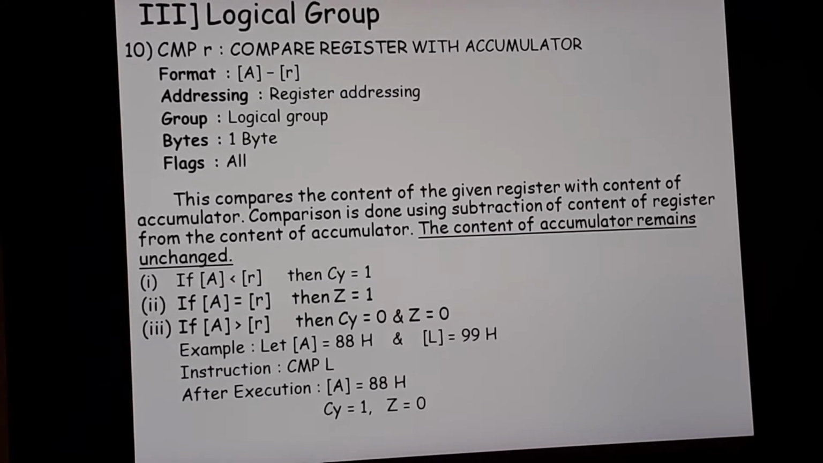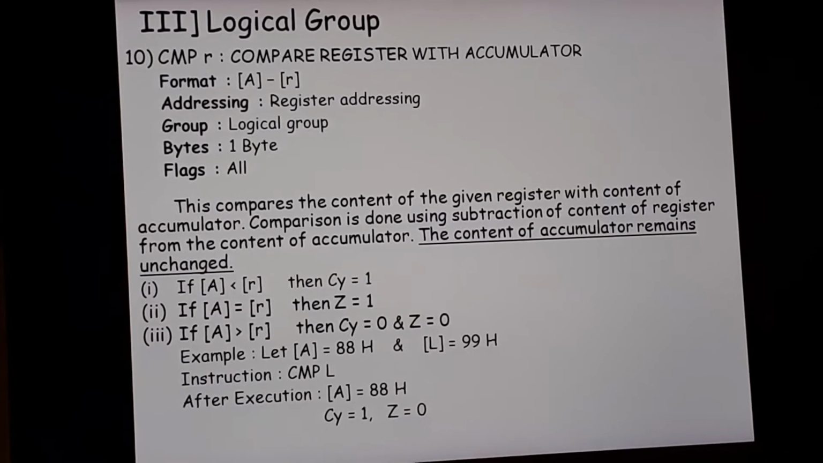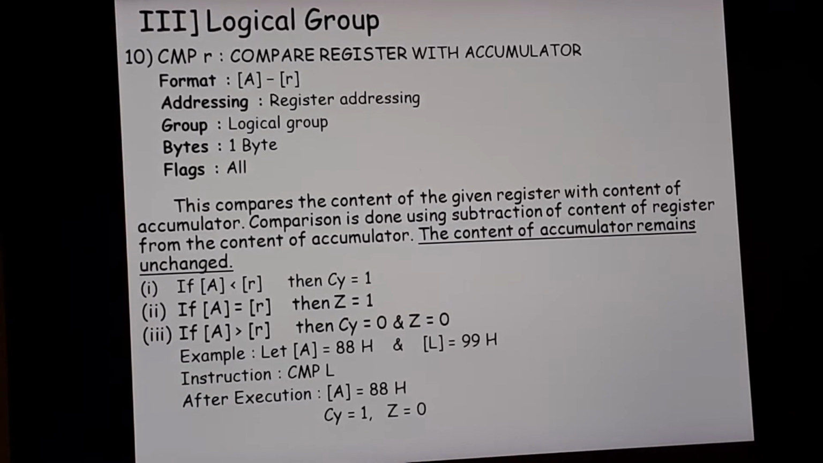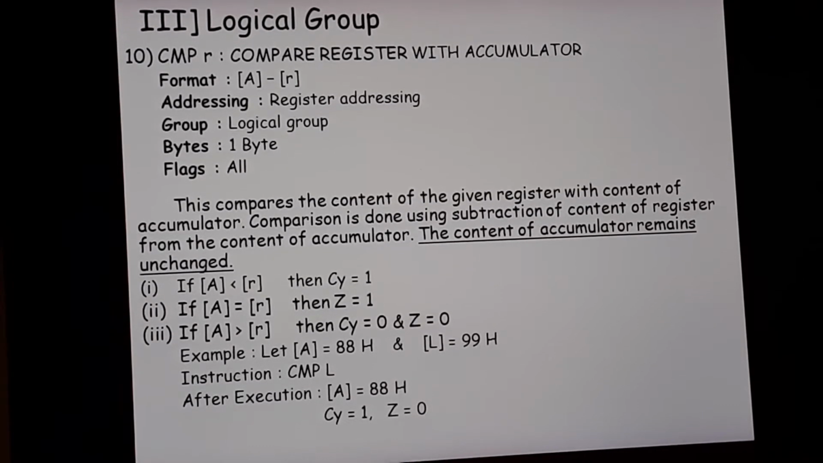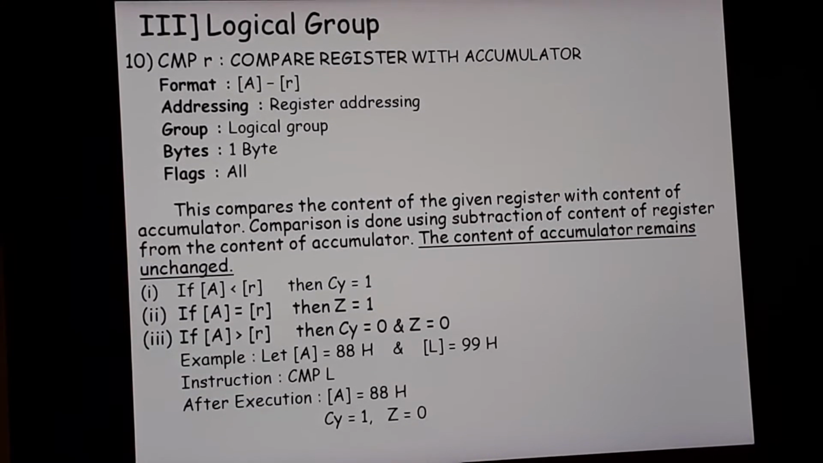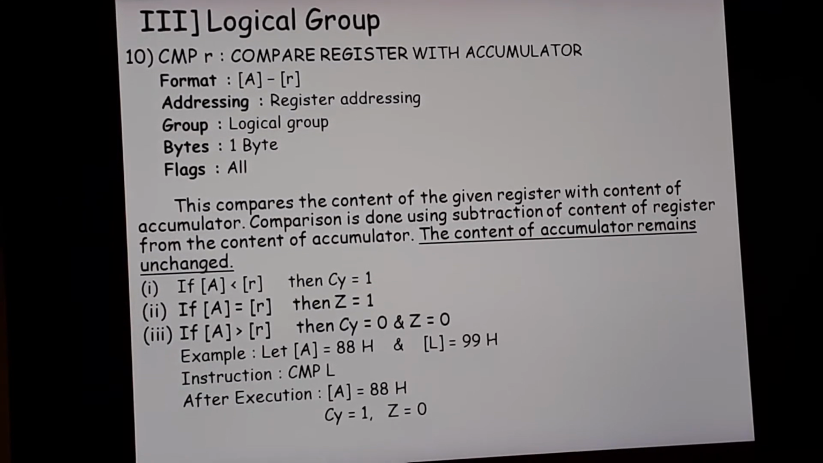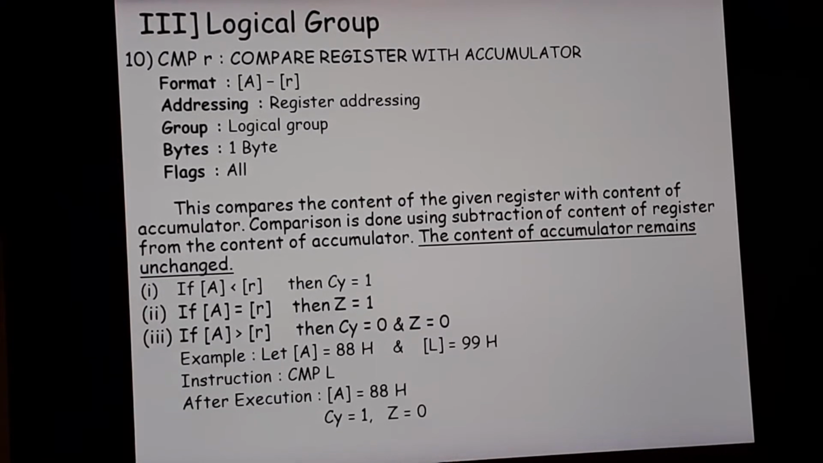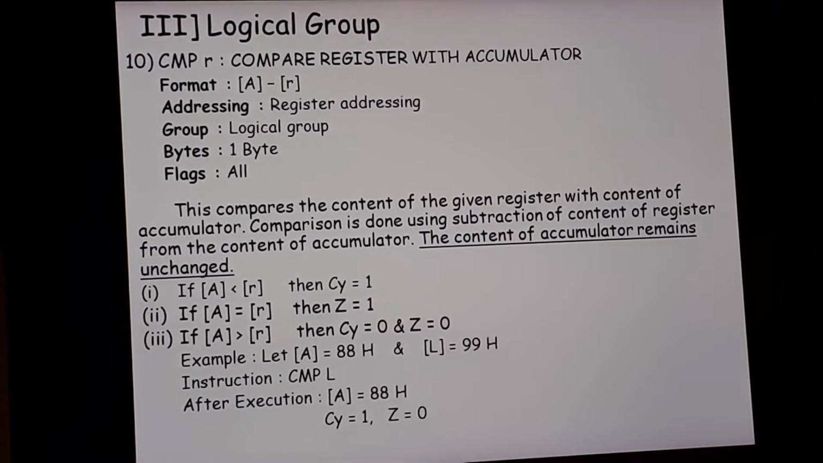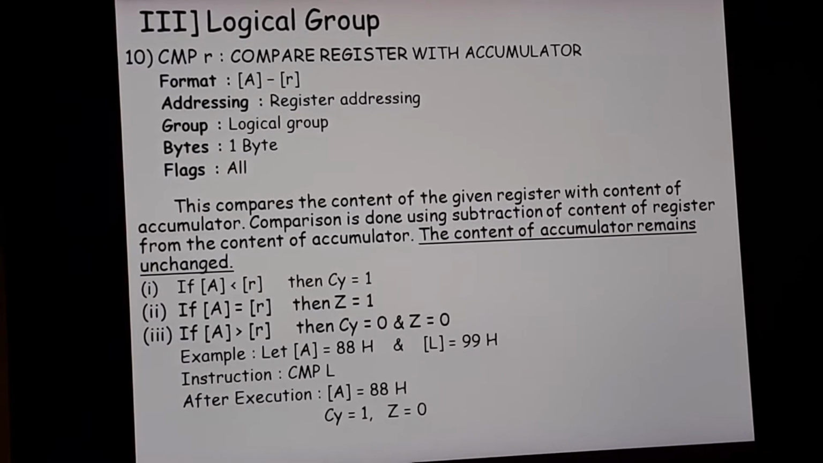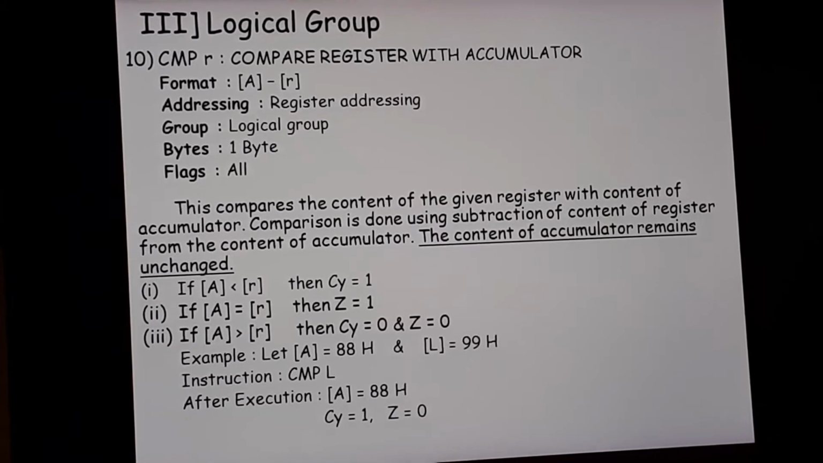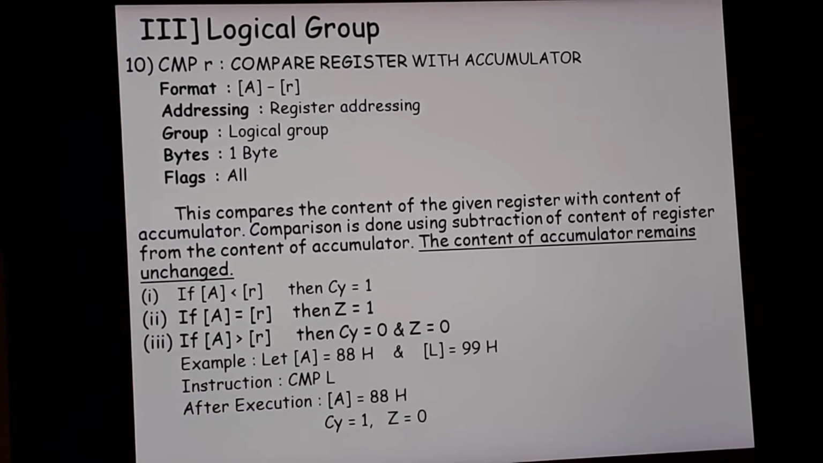So let us start with the first compare instruction. The first instruction is CMP R, which stands for compare the register with the accumulator. The format that I'll be writing here is A minus R. Okay, so you need to learn this. The format is A minus R, where the answer does not go anywhere. I'll show you in the example how it goes, but the format that you will be writing is A minus R. Okay, the addressing mode will be register addressing mode.